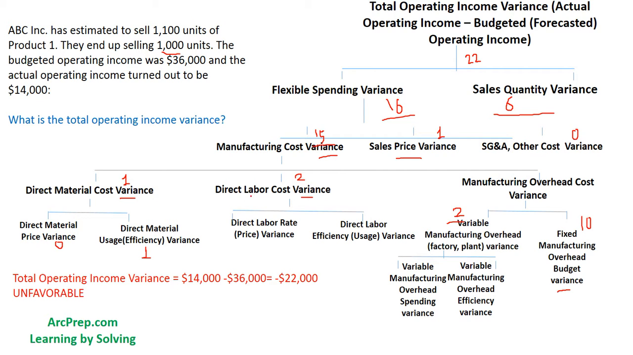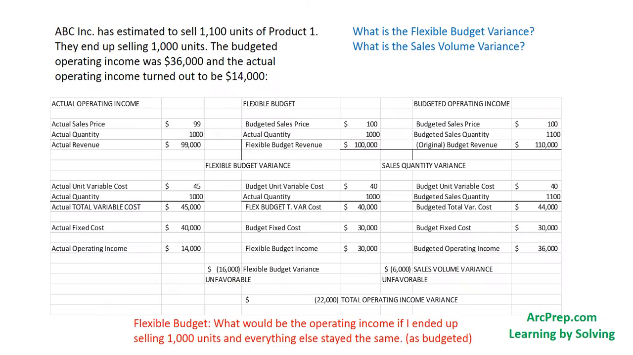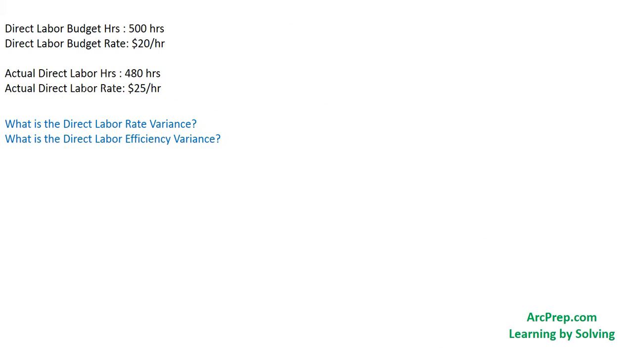Let's take a look at the direct labor cost. We are pretty much going to do the same for direct labor cost. We have budgeted 500 hours. The rate is $20 per hour. Actual direct labor hours turns out to be 480 hours, and actual direct labor rate turns out to be $25. So part of the difference is because of rate, and part of it is because of efficiency.